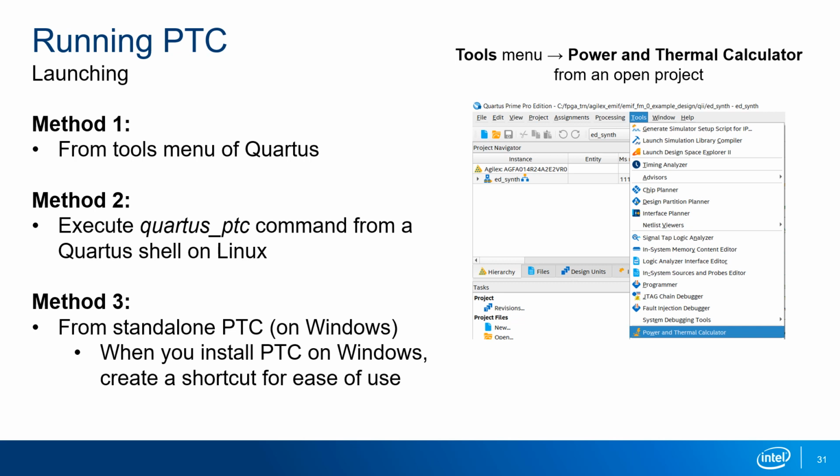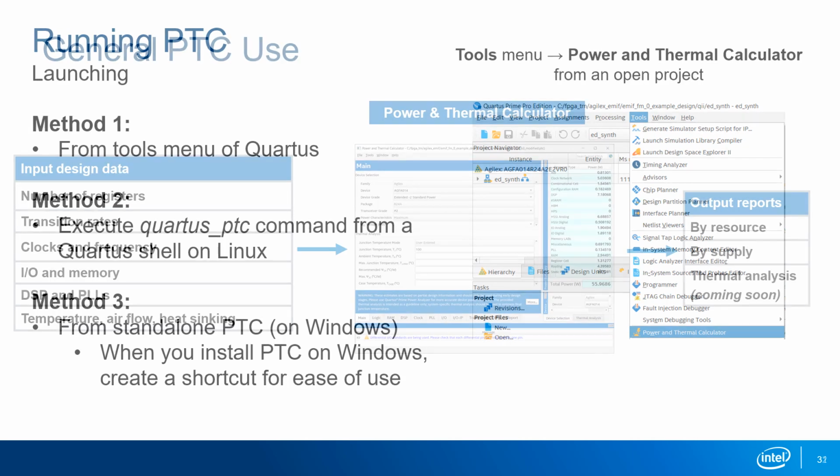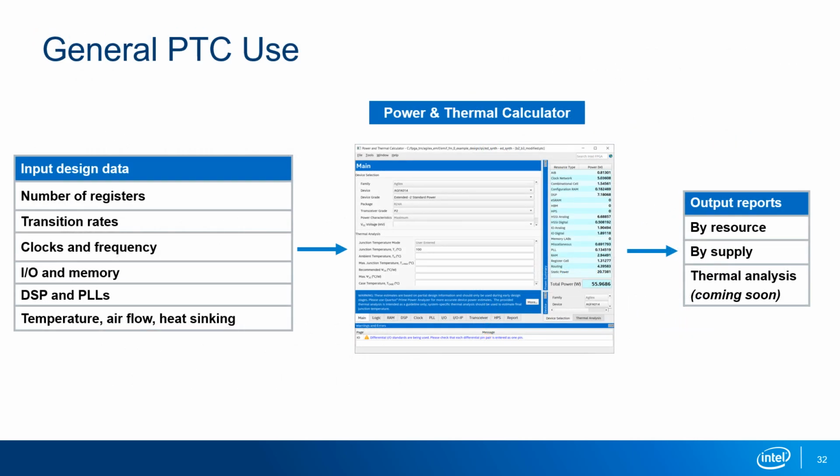You can launch the PTC from within Quartus. Go to the Tools menu, then click on Power and Thermal Calculator. You can also execute Quartus_PTC in Linux, or if you installed the standalone PTC, you can just run PTC. And now you're ready to go.